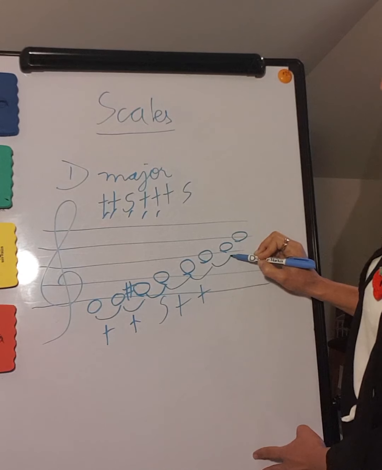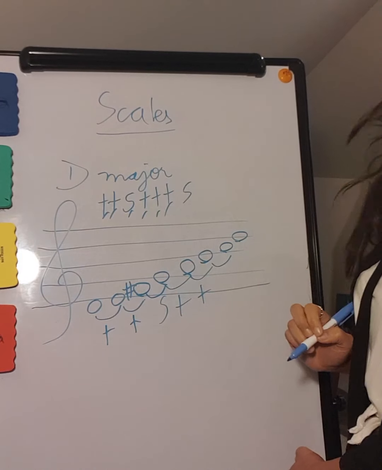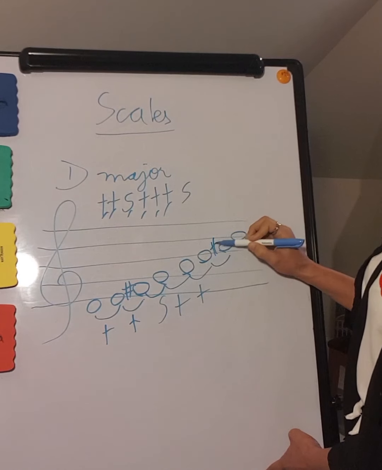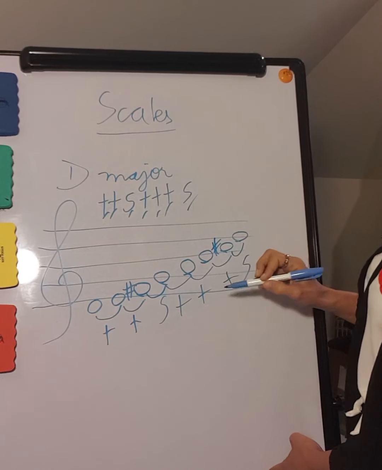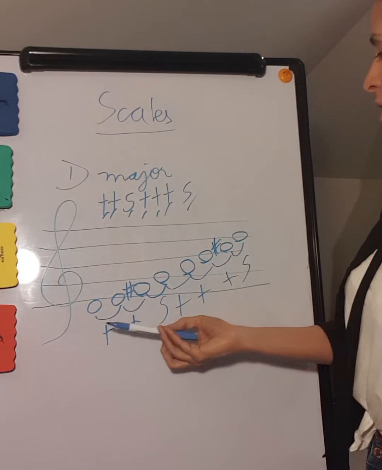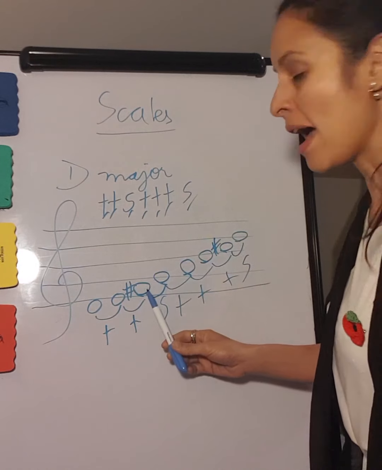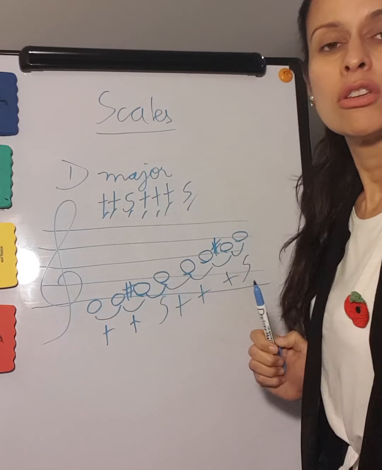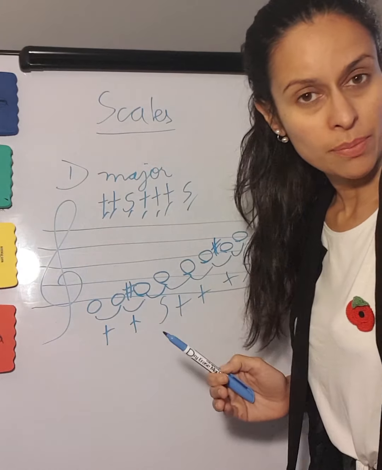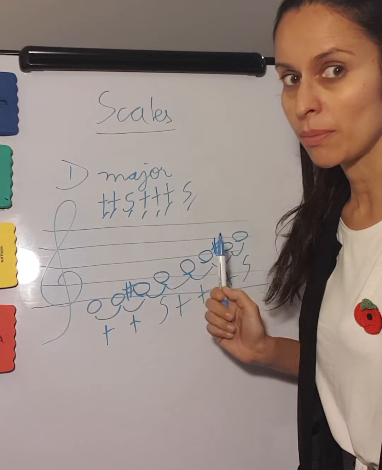B to C, we have another semitone when we should have a tone. How do you make it a tone? You raise the C, C sharp, and then you have a tone. And C sharp to D, we finally have a semitone. So D major scale has 2 sharps on its key signature, F sharp and C sharp. So G major has F sharp on its key signature and D major, F sharp and C sharp.